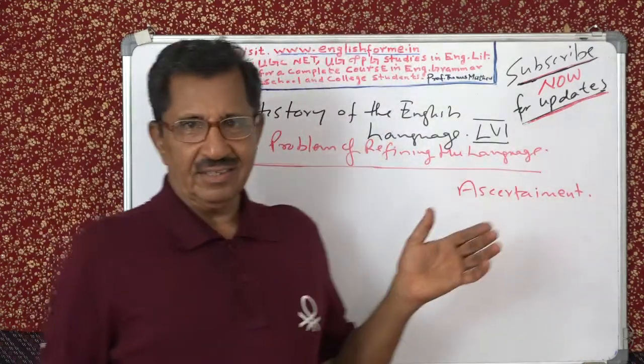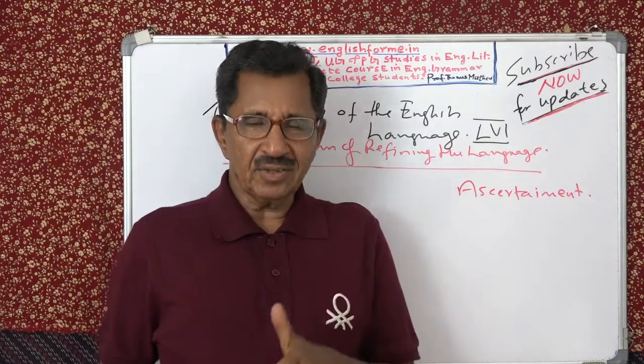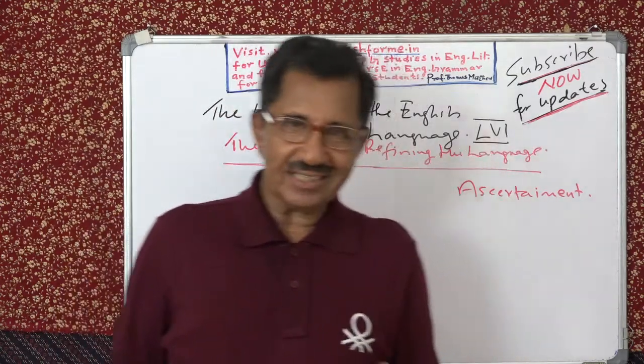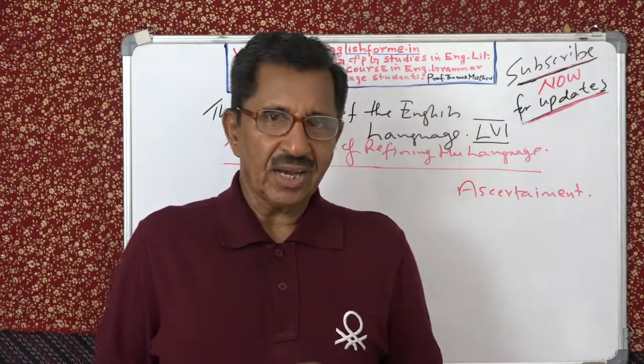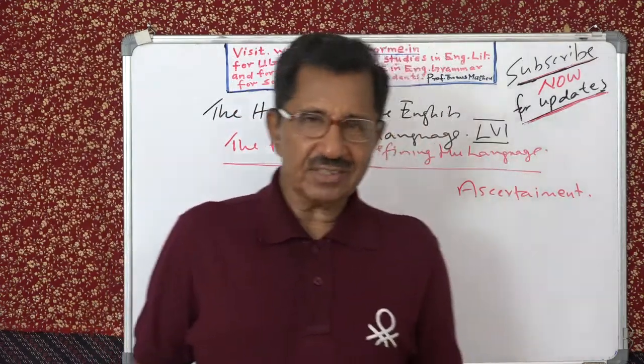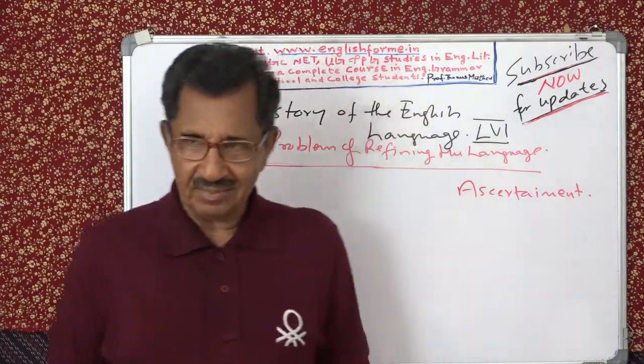Ascertainment means what? You have seen ascertainment has the meaning: you have to correct the mistakes and then fix it in the desired form. Correct mistakes and fix the language in the desired form. That is what is meant by ascertainment.